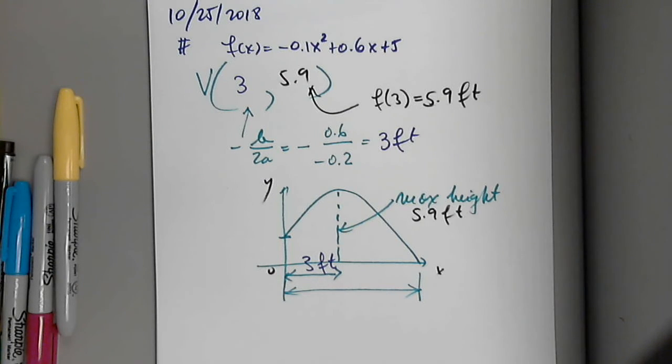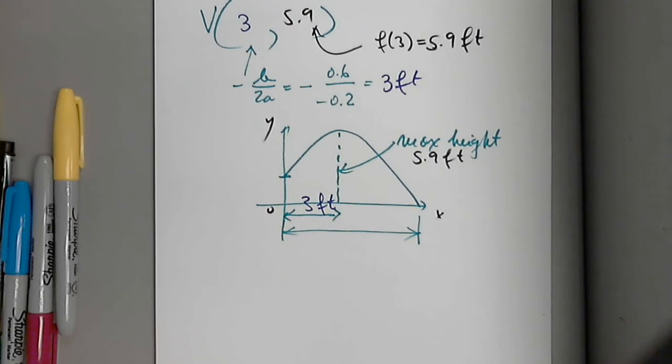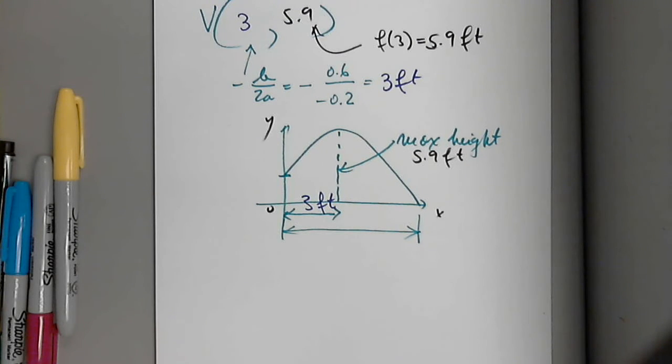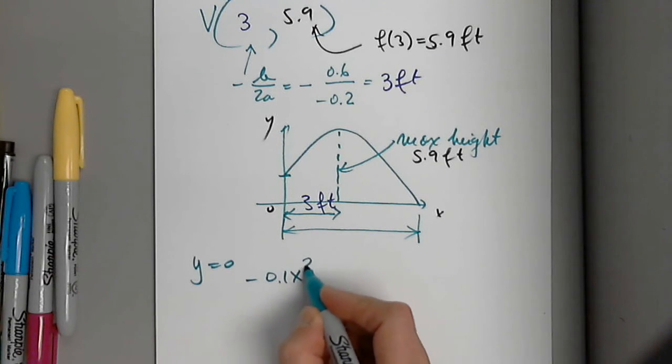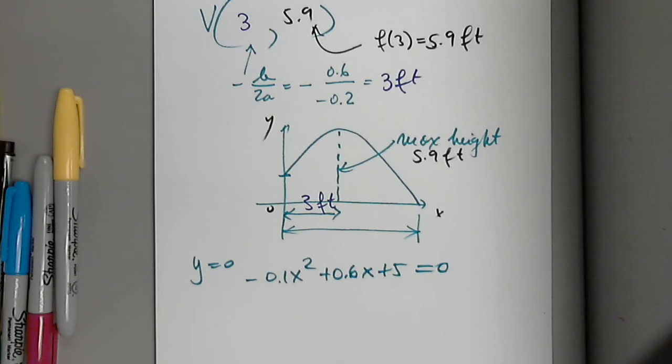So for B, you're looking for x. Right? You're looking for x. So what type of x and how do I do it? Very good. Yes. You substitute y for 0. Exactly. It's the x-intercept. Awesome. So this is negative 0.1 x squared plus 0.6 x plus 5 equals 0.